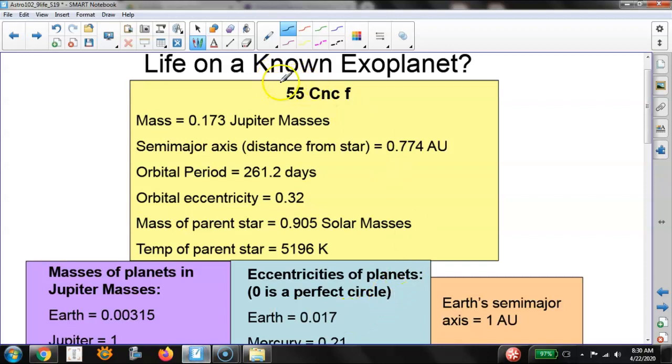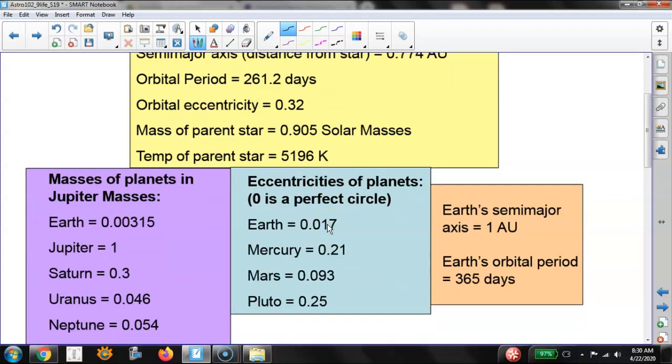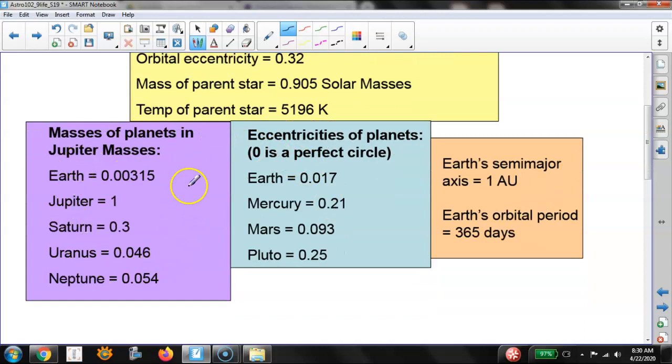Your planet is going to be 55 Cancri f. All right, that's in the Cancer constellation. It tells you the mass, the semi-major axis, the distance from the star, and how long it takes to go around its star. That would be a year for us. Eccentricity, remember, that's how elongated the orbit is. How big is its star, and what's that star's temperature. And then just to help you answer the questions, we also have some comparisons here.